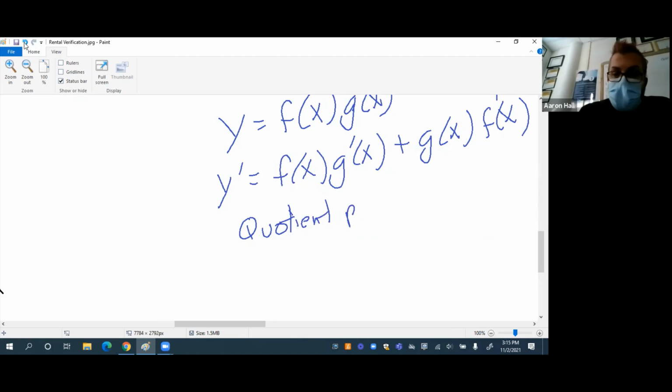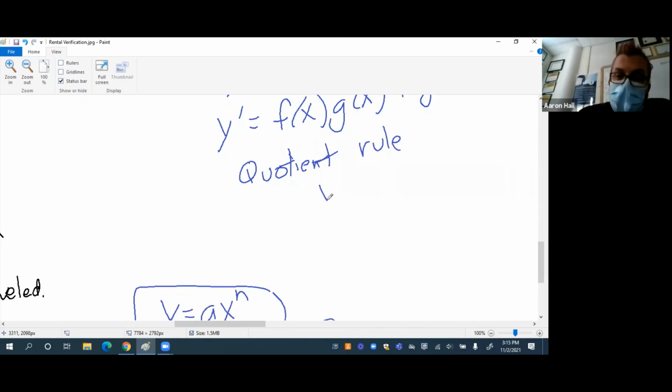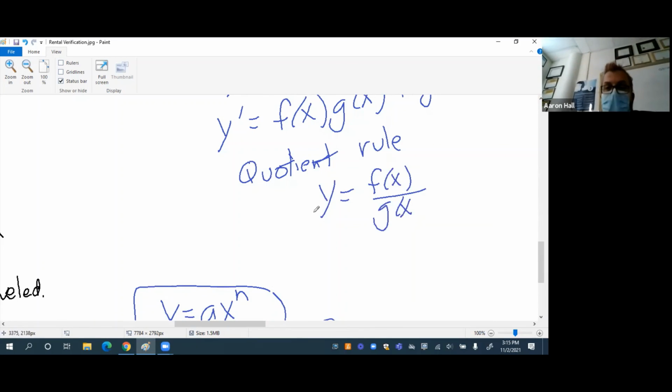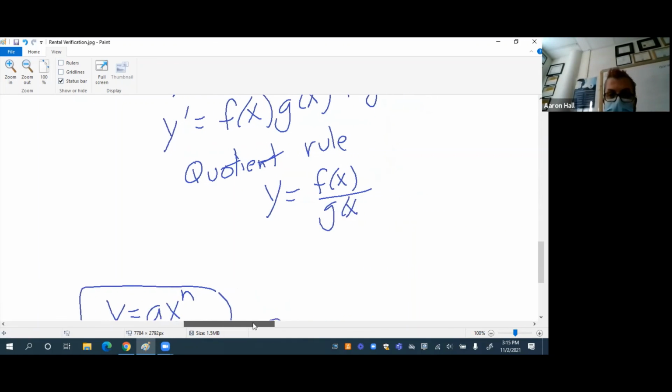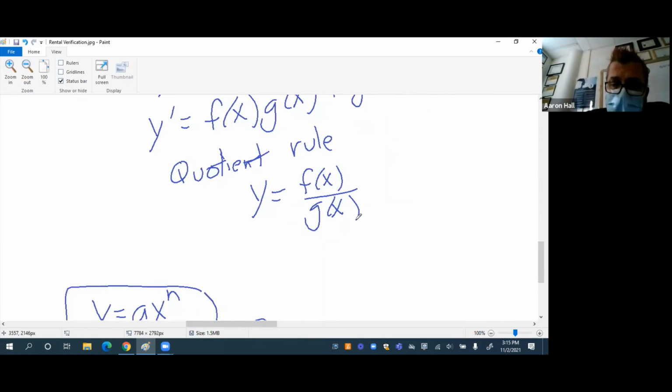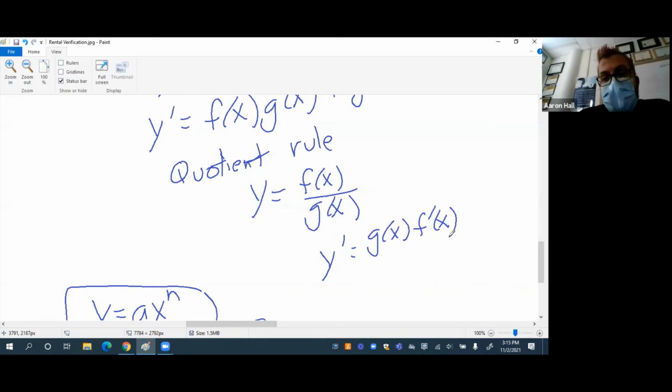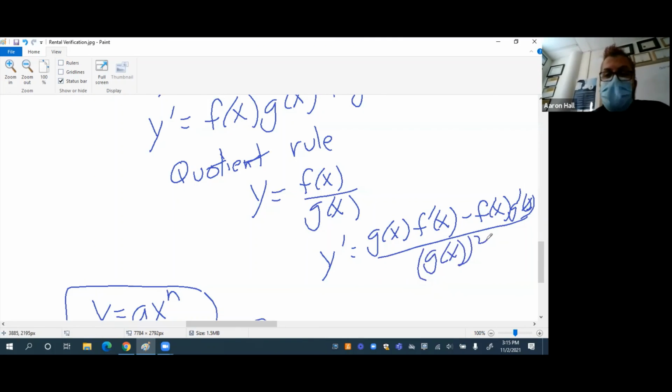What about the quotient rule? This is the last one. If I have my function of f of x over g of x, the derivative is going to be what? Low d high, high d low, over low low. Good job. Low d high minus high d low over low low.